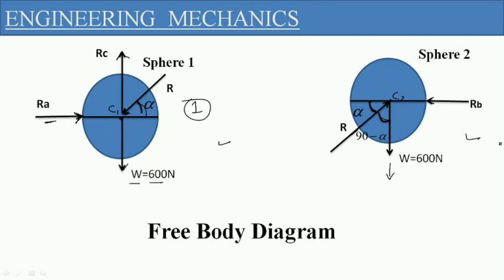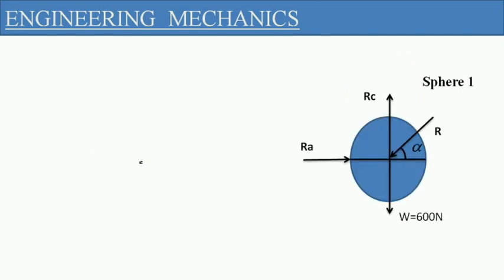Now we want to define the pressure at the contact point. So pressure at the contact point we will consider as reactions at the contact point only. So here we need to define the reaction RA, RB and RC. So we will define the reactions with these two free body diagrams. So let's take sphere 1 first.